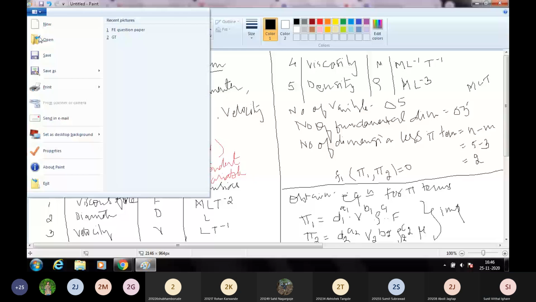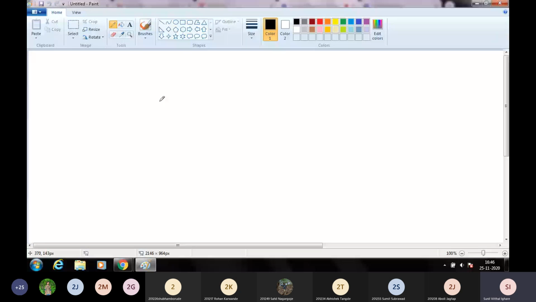Now the next thing is to calculate the value of pi1 and pi2, and before that we need to find the values of A, B, C. So pi1 we have written is equal to D1 raised to A1, then V1 raised to B1, then rho1 raised to C1, and F. This thing we have written. Now this is a dimensionless number, so I write the fundamental dimensions on the left hand side, and that is going to be equated with the right hand side. D I write as L, because it is measured in length. So this is length L raised to A1.